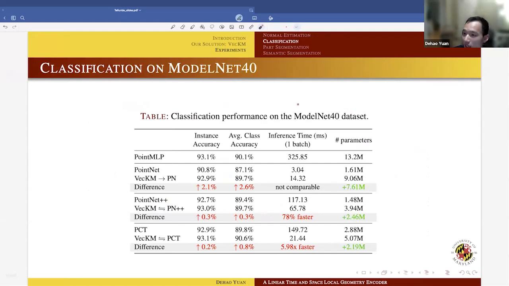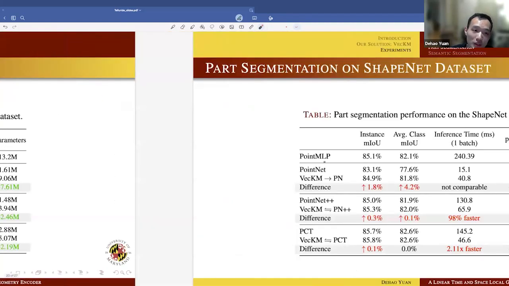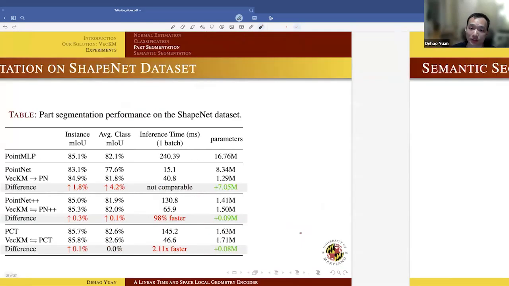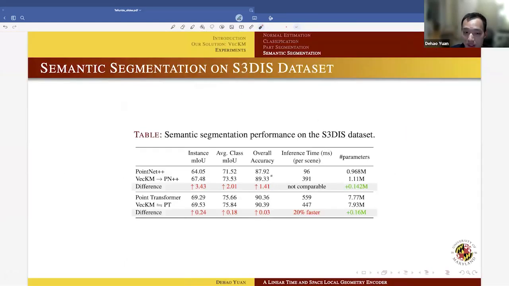And there are other tasks like classification. We can achieve better accuracy with much shorter running time, and also some segmentation experiments. We are better and faster. And finally, semantic segmentation. We are better and faster. So those are some experiments we ran to evaluate the method. I won't go into too much detail here.